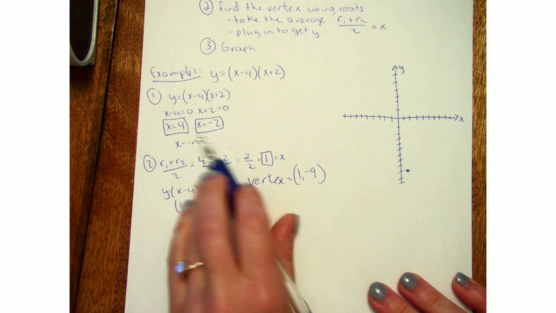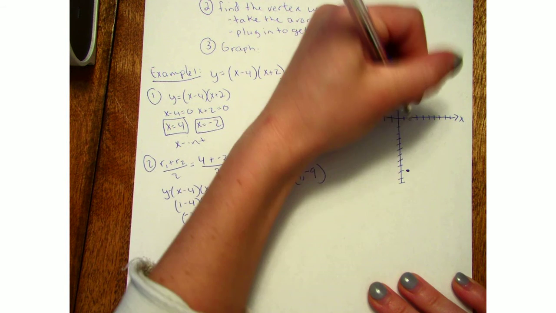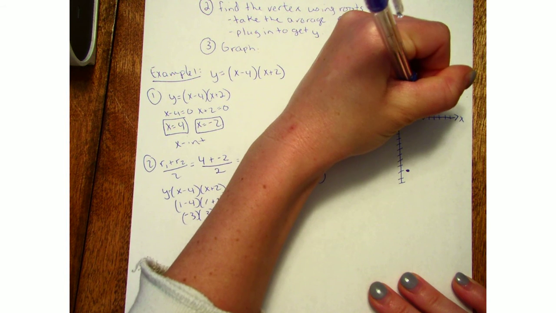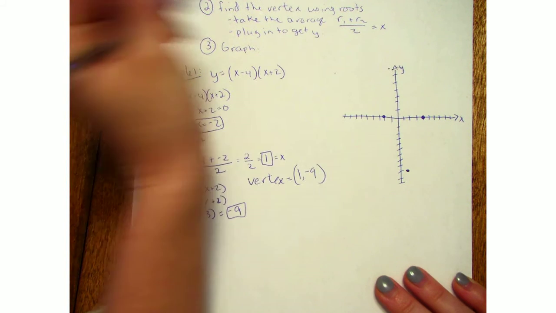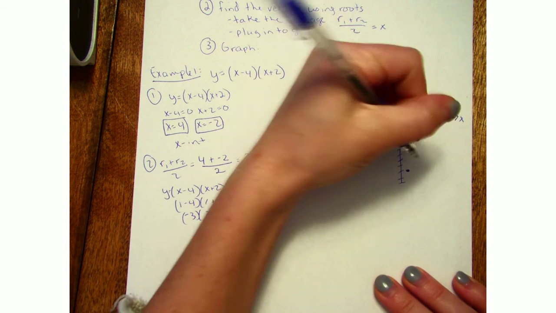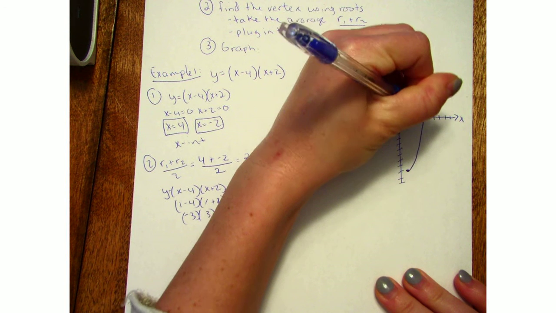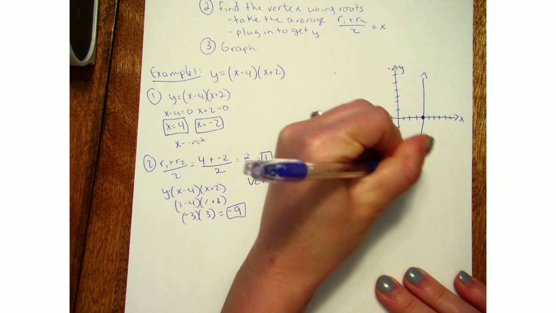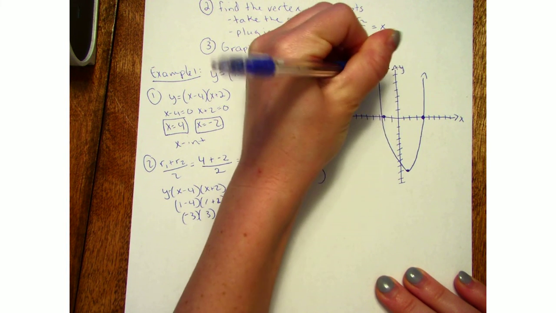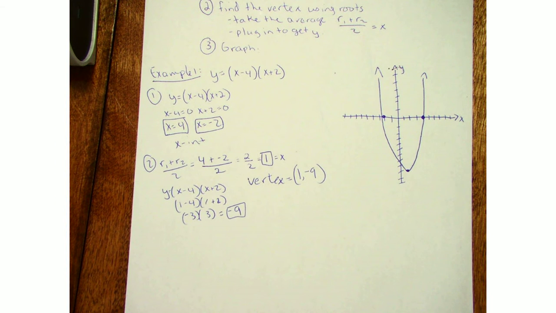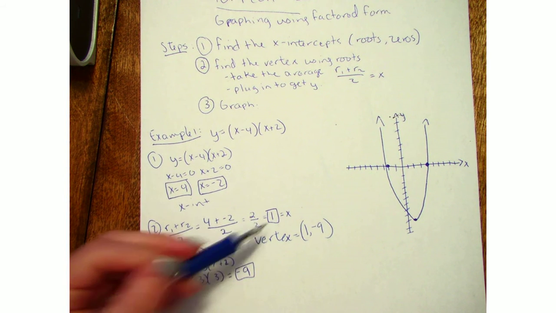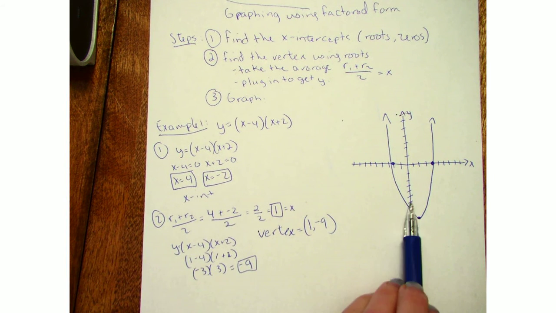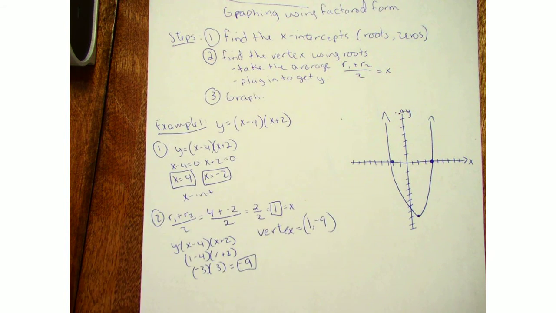And then we're going to plot 4. So x equals 4 is 1, 2, 3, 4. X equals negative 2, 1, 2. Look what we got. Make sure to not make it a V and make it more of a U. There's our parabola. So step 1, find your x-intercepts. Step 2, plug in, find your vertex. Step 3 is you're going to graph.